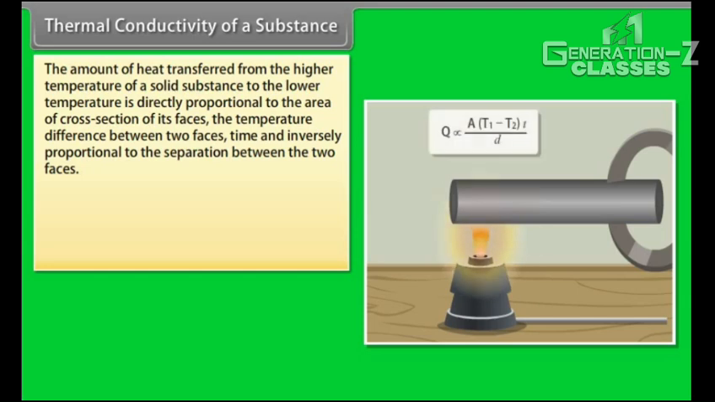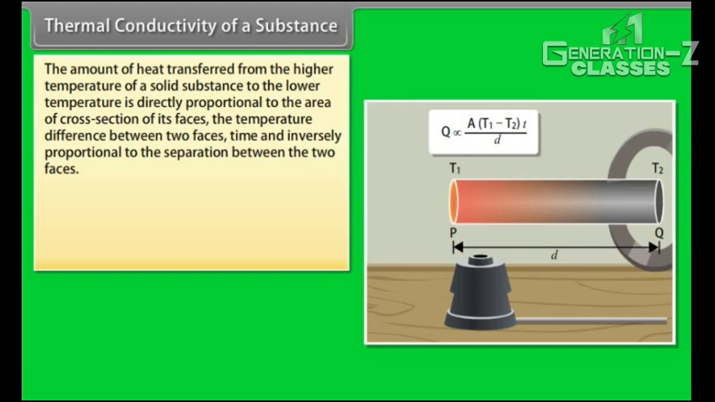Thermal conductivity of a substance. The amount of heat transferred from the higher temperature of a solid substance to the lower temperature is directly proportional to the area of cross-section of its faces, the temperature difference between the 2 faces, and time, and inversely proportional to the separation between the 2 faces.